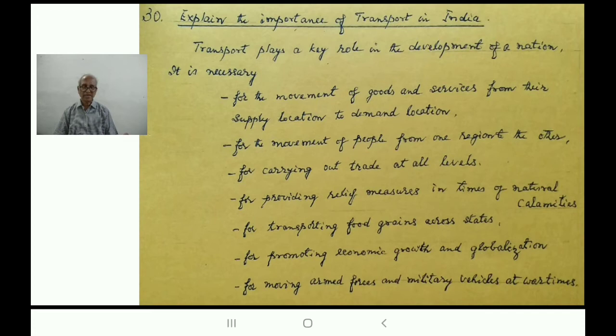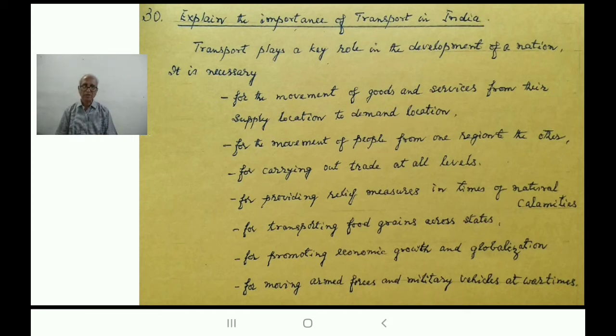For carrying out trade at all levels. For providing relief measures in times of natural calamities. When natural calamities occur, we should be able to reach those areas very fast. For transporting food grains across states. If there is drought, or even in normal times, for food to move from one place to the other, we need good roads.